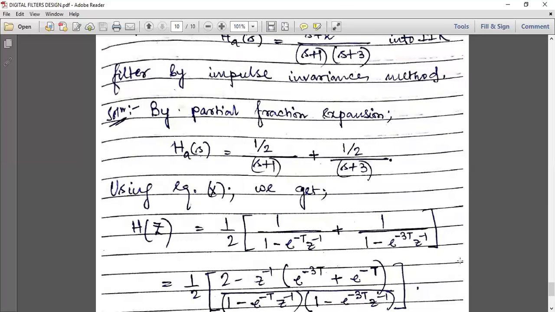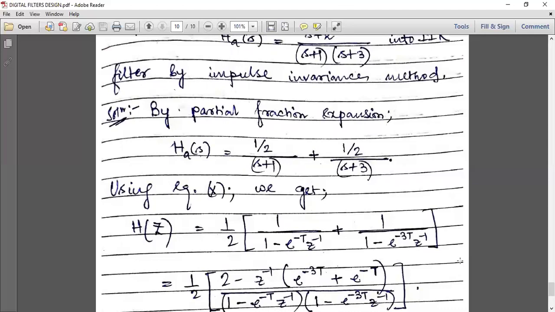half into, meaning half I have taken common initially, 1 by S plus 3. So how will you express S plus 3? 1 by 1 minus e to the power minus 3t into z to the power minus 1. Here it is S plus 1 and S plus 3, meaning I have just done the digital z transform of those S plus 1 and S plus 3.